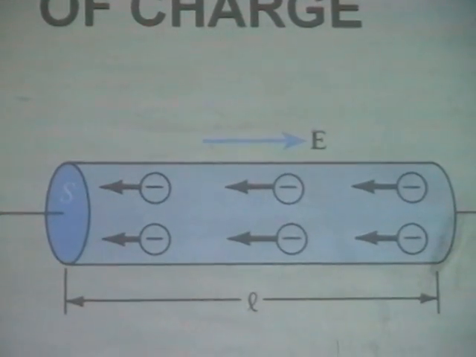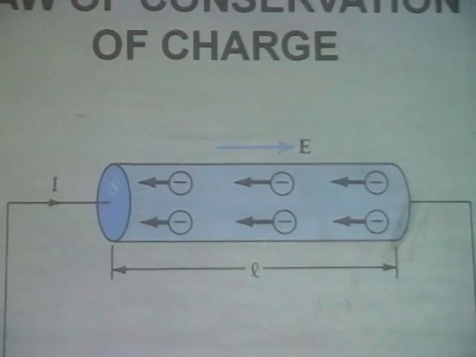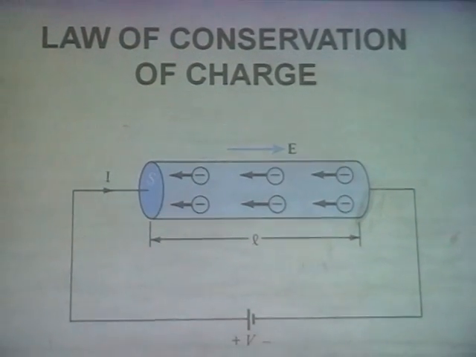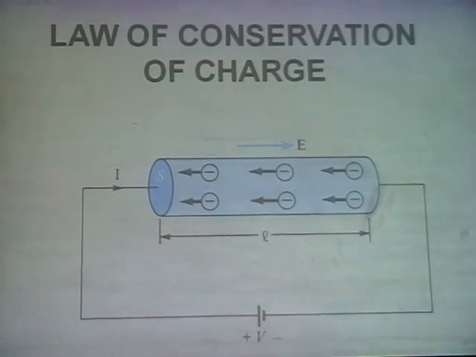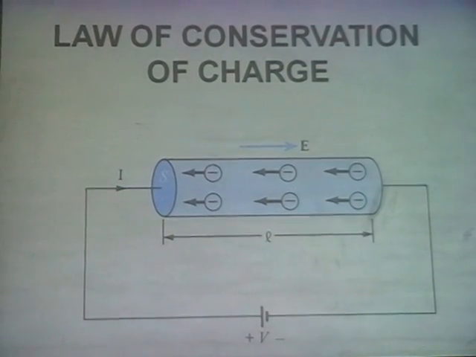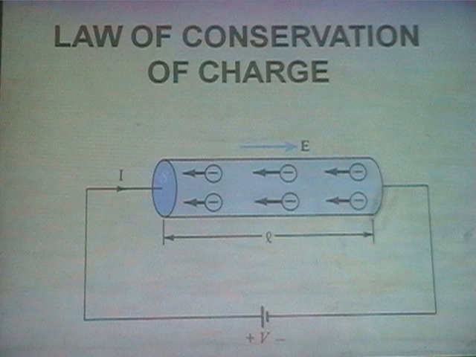So what happens in this conductor? There is something called the law of conservation of charge. You have one equation based on the law of conservation of charge. What is this law? I think you can tell by looking at the name. Charge can neither be created nor destroyed.